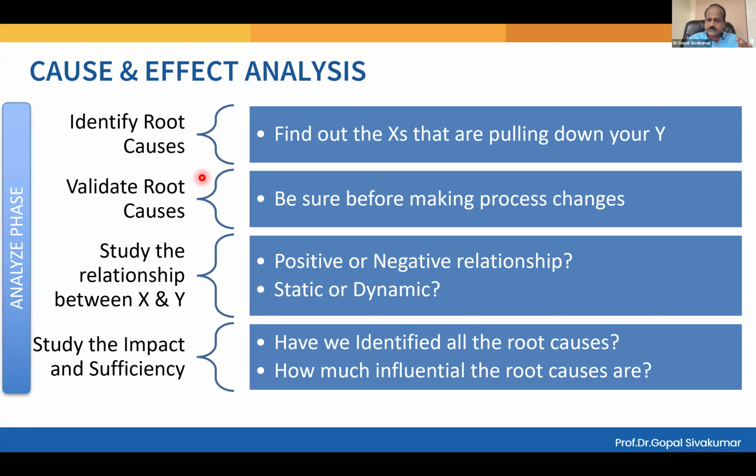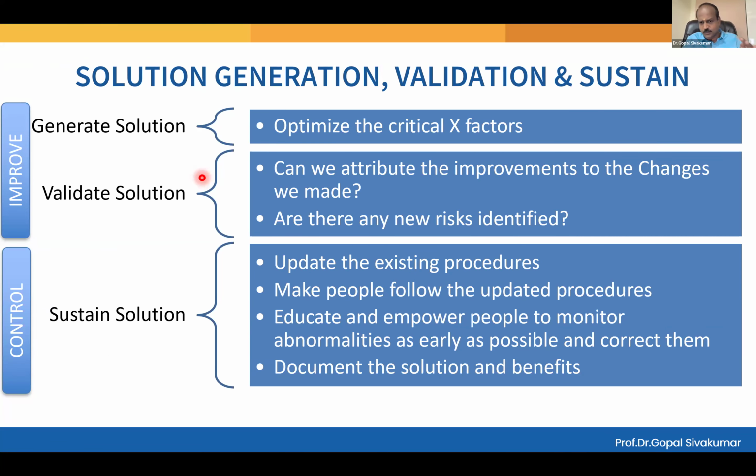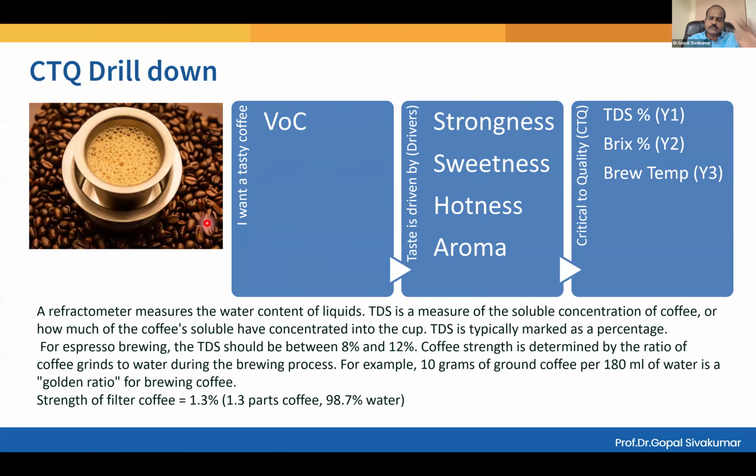This is what is known as define, measure, analyze, improve, and control. All of you understand that methodology Six Sigma is recommending to work on a process improvement project. All right, good. So this logic can be used to solve any problem with any product. Here the product is coffee. Look at your Y1, Y2, Y3. And one of you wanted to measure the strongness.